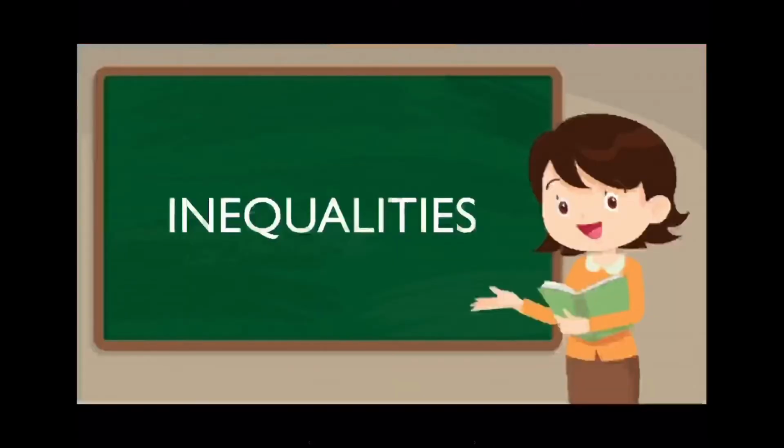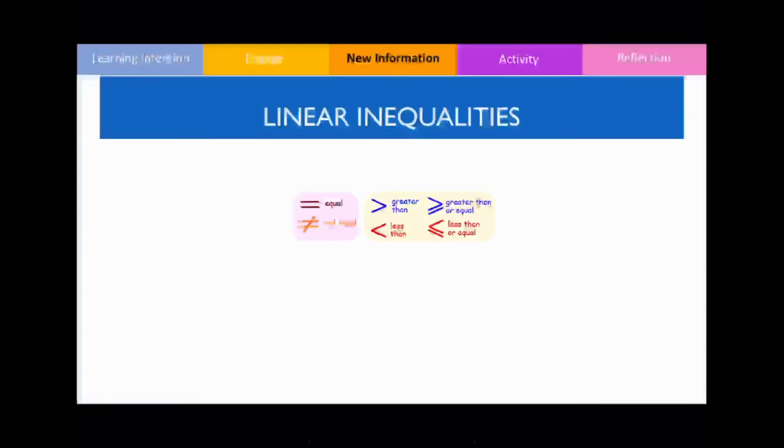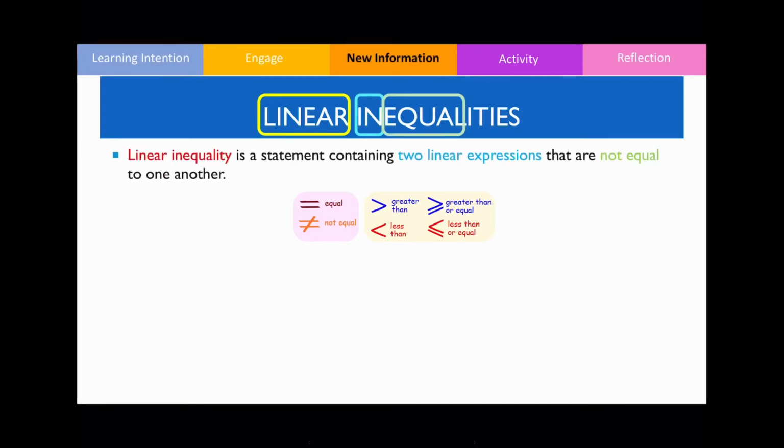So first thing I want to do is help define what an inequality is. Because we're looking at linear inequalities, the word linear represents any expression or equation where x is raised to the power of 1, so that would produce a straight line. The prefix in means not, and therefore the equal part means not equal. So a linear inequality is a statement that contains two linear expressions that are not equal to one another.